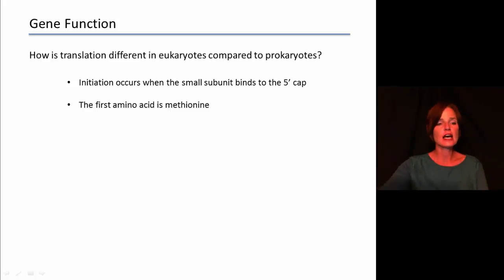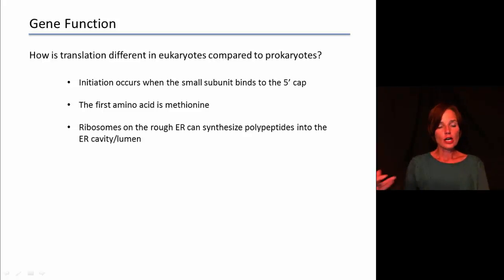Another thing that's different is that the first amino acid is going to be methionine. So this is a different amino acid. Also, ribosomes, if they happen to be on the rough ER, and we would only find those in the eukaryotic cells, when they're making polypeptides, they take it and they thread it right through the ER itself so that they're inserting their new polypeptides into the very interior compartment of the ER, which is what we call the lumen.